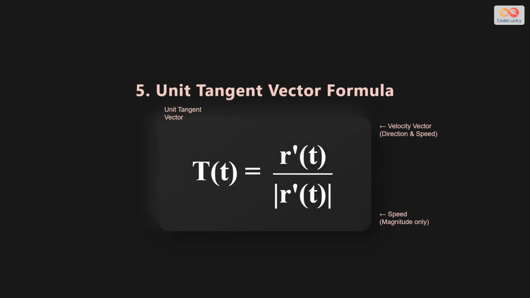Here is the formal definition. The unit tangent vector, T(t), is equal to r'(t) divided by the absolute value, or magnitude, of r'(t). This formula converts any velocity vector into a unit vector pointing in the same direction.